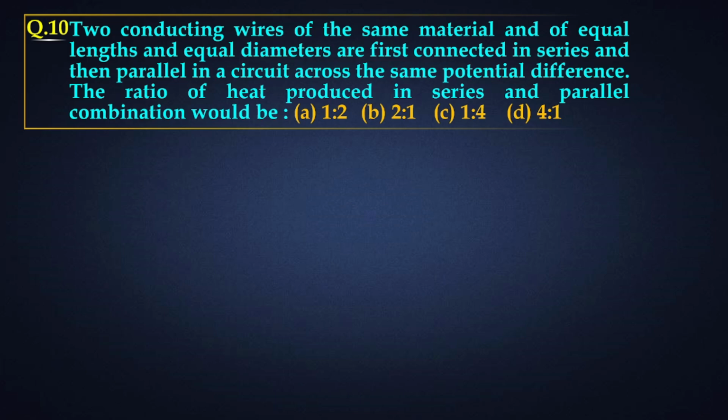The last question of this video, 10th question. Two conducting wires of the same material and of equal length and equal diameters are first connected in series and then connected in parallel. Now, across the same potential difference, what is the ratio of the heat produced when they are connected in series and then in parallel?